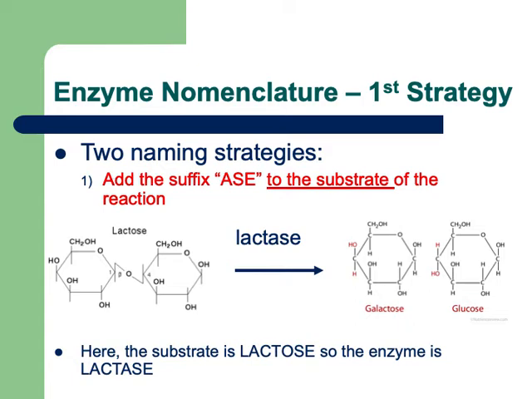The first strategy is to add the suffix -ase to the substrate of the reaction. As you can see in this reaction, the substrate is lactose. So we take off the -ose and add an -ase. Now the enzyme for this reaction would be lactase. Lactase is the enzyme for the breakdown of lactose. So here the substrate is lactose, so the enzyme is lactase.